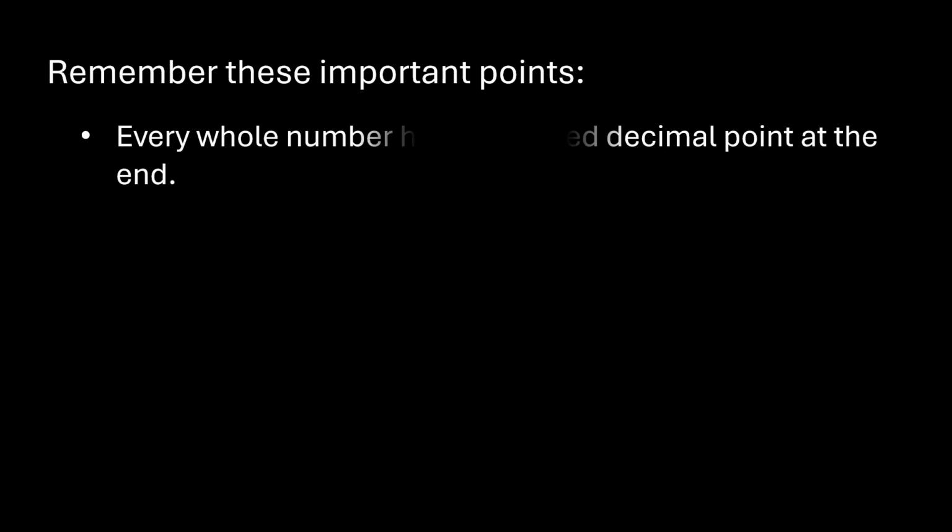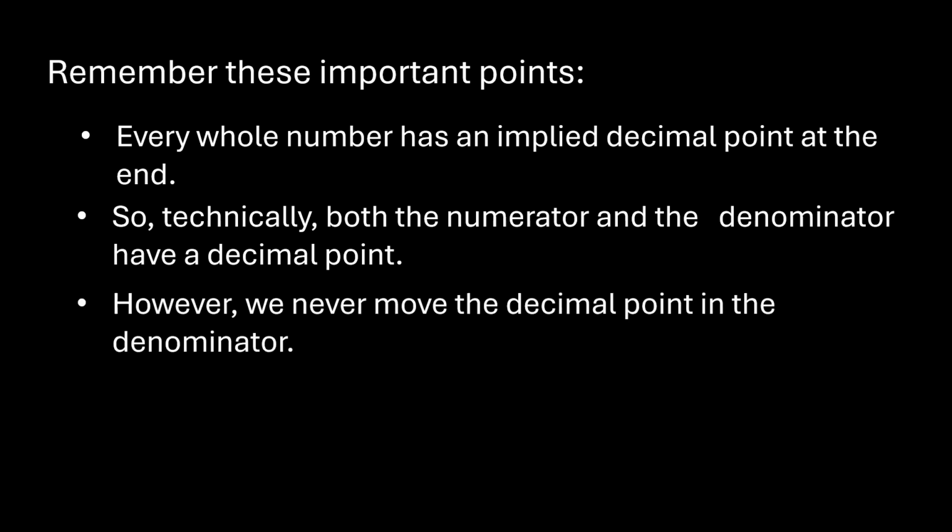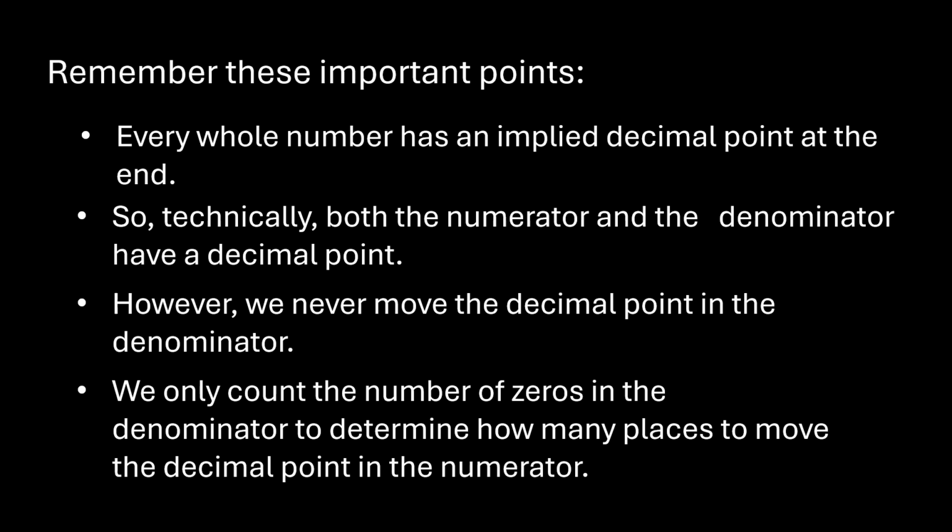Let's summarize what we've learned. Remember these important points. Every whole number has an implied decimal point at the end. So technically, both the numerator and the denominator have a decimal point. However, we never move the decimal point in the denominator. We only count the number of zeros in the denominator to determine how many places to move the decimal point in the numerator.